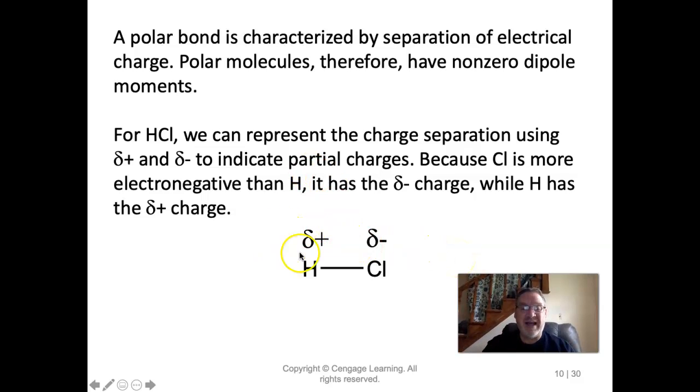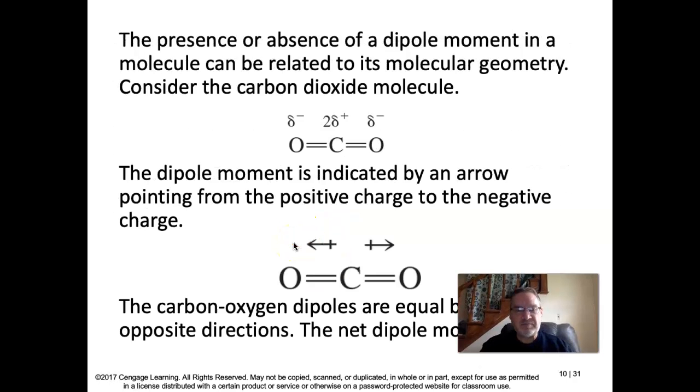We use these signs, delta plus and delta negative, to dictate which is the more electronegative atom and which is the more electropositive atom. We use an arrow to dictate the movement. So the direction that the arrow is pointing, it always points to the more electronegative atom.